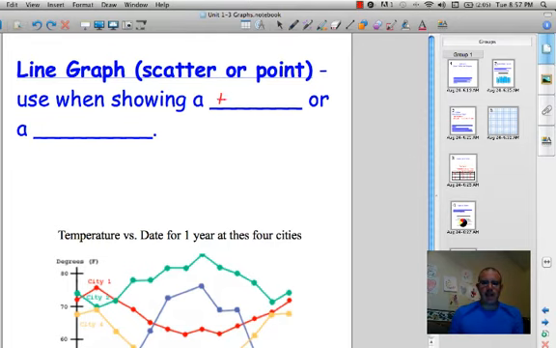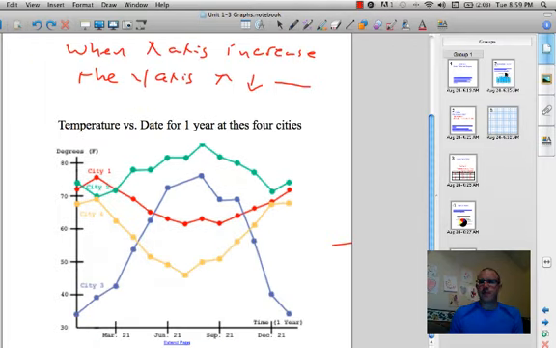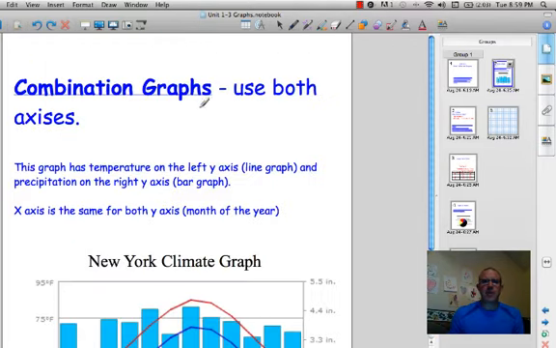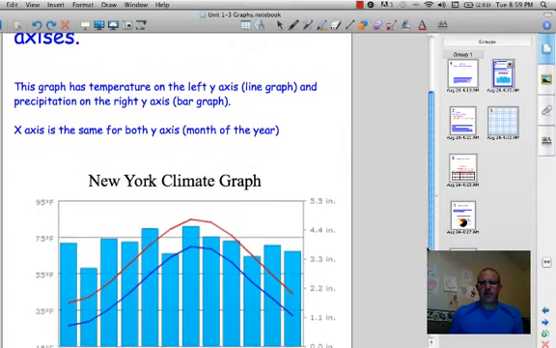And a line graph is going to show us a trend, or another way, and the Regents likes to use this word, is to talk about the relationship between things. The last type of graph is a combination graph. So we're using 2 different axes for this. We're using the left and the right.